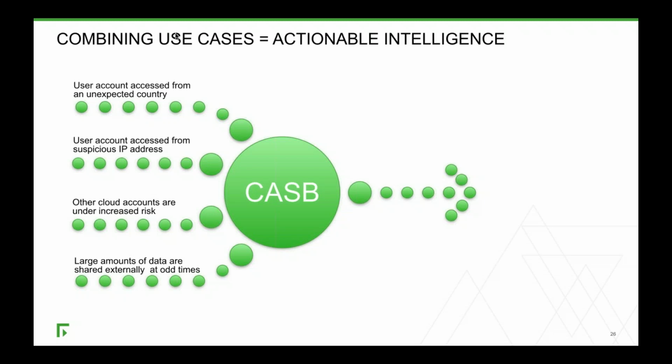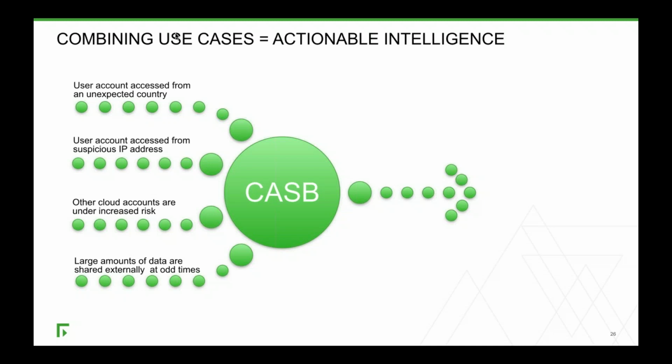So let's just take a user or a system, right? A situation where a user cloud account for Box could be accessed from an unexpected country. The user's never been there. Perhaps the user account is accessed from suspicious IP addresses, maybe Tor exit nodes or something from our threat intelligence that suggests that it's not a good thing to do. Perhaps other cloud application accounts that they've got are also under increased risk, and maybe somebody's doing some stuff at a time that we wouldn't normally expect.